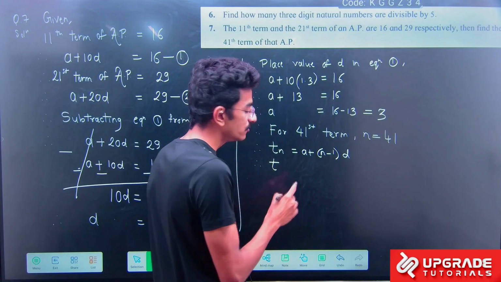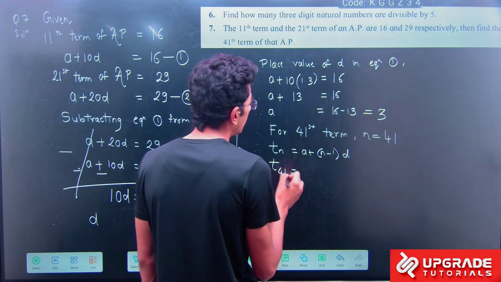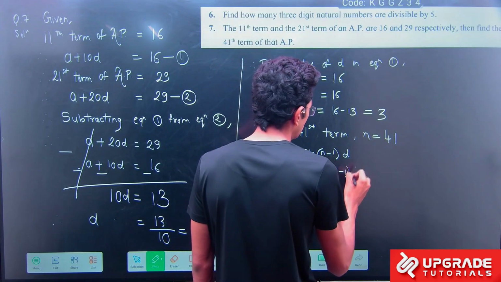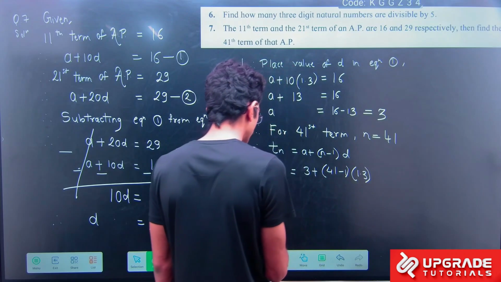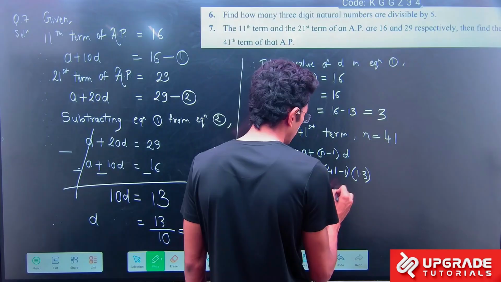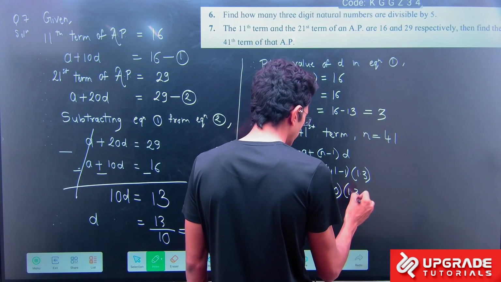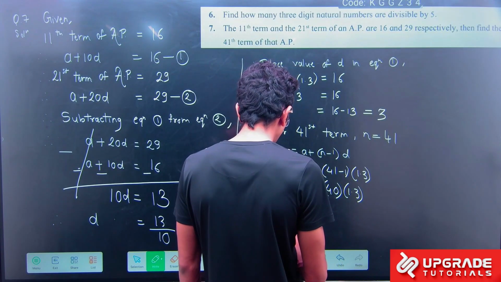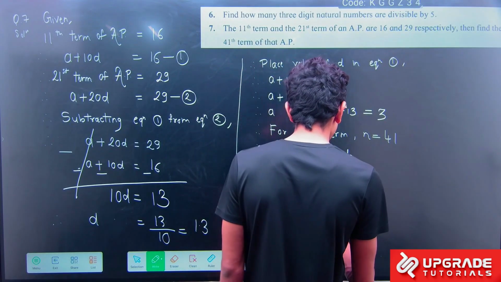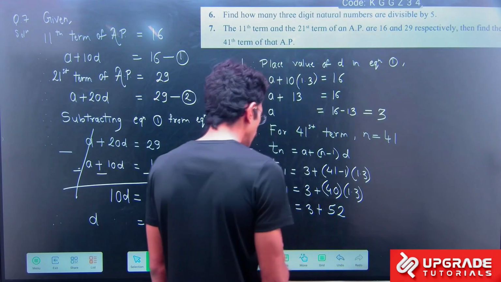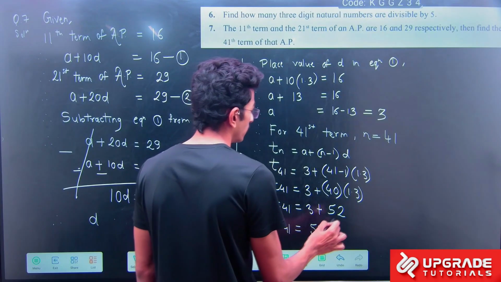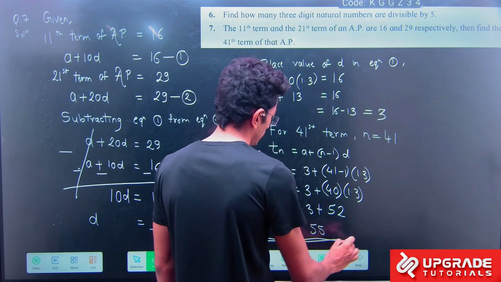So replacing the values, n's value is 41, a's value is 3, again n is 41 minus 1, and d is 1.3. T41 is equal to 3 plus 41 minus 1, which is 40, into 1.3. Now 13 fours are, what is the value of 13 fours? It is 52. 52 plus 3 is 55. Therefore, the 41st term will be 55. Understood?